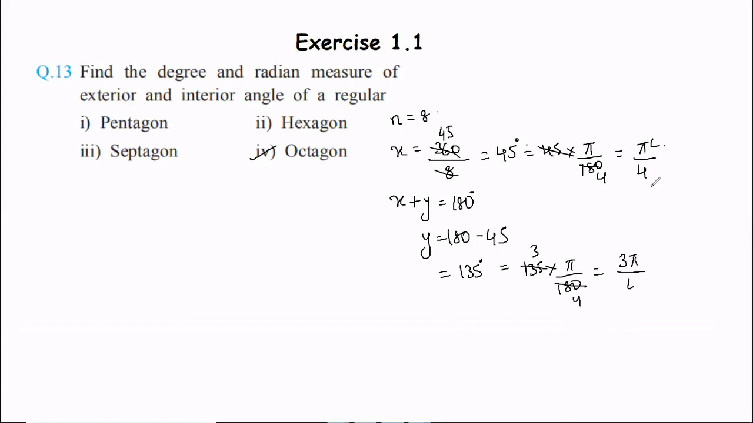Okay, so that's the answer for the exterior and interior angle in case of an octagon. X is the exterior angle and Y is the interior angle. Note it down. So that's the solution for question number 13. Now we will move to question number 14, and question number 14 will be a bit interesting. It is about clocks and angles.